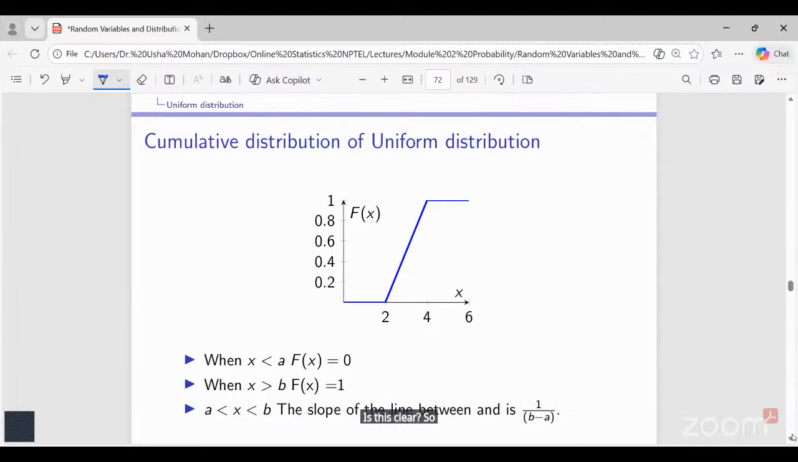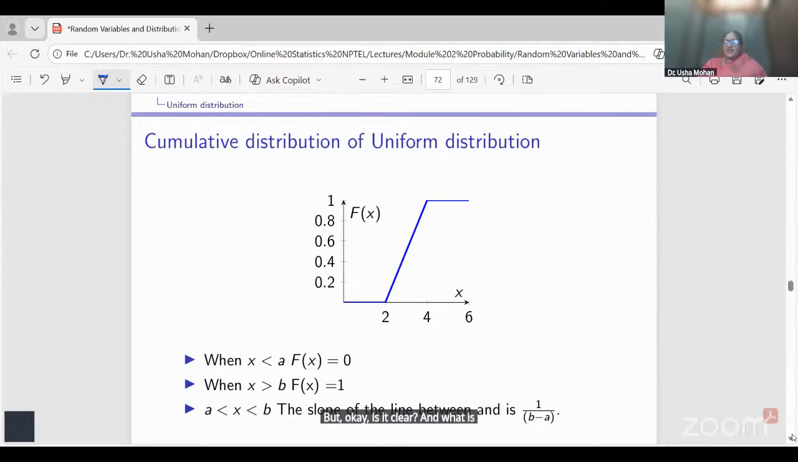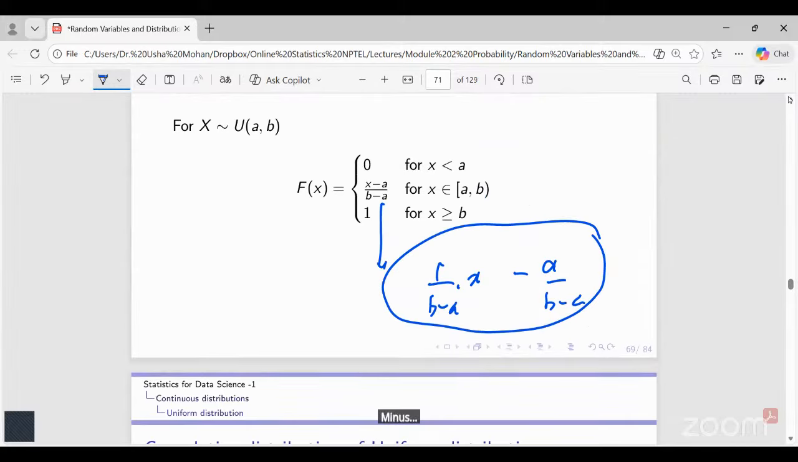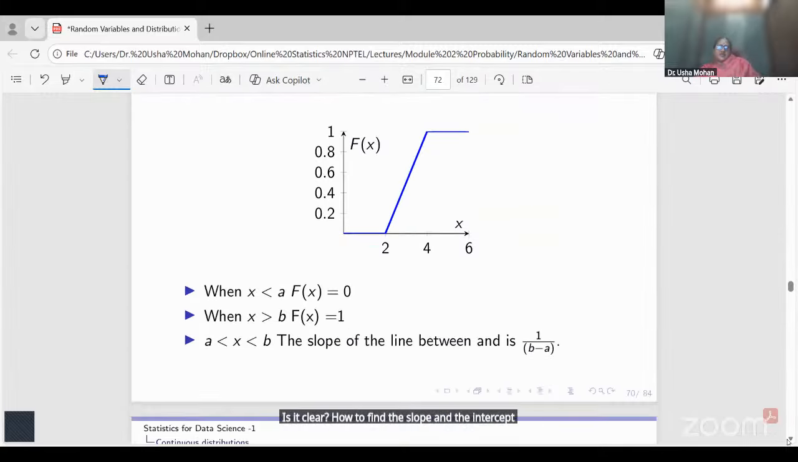So what is the slope of the line? It is 1 by B minus A. Okay, is it clear? And what is the intercept? Minus A by B minus A. Is that clear? How to find the slope and the intercept? Any questions?